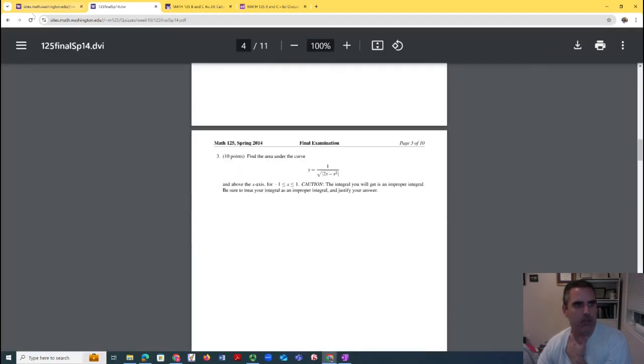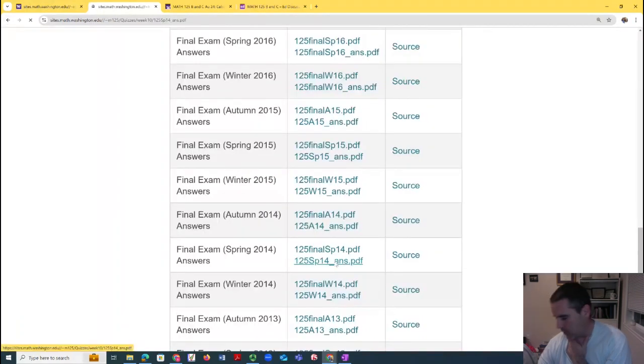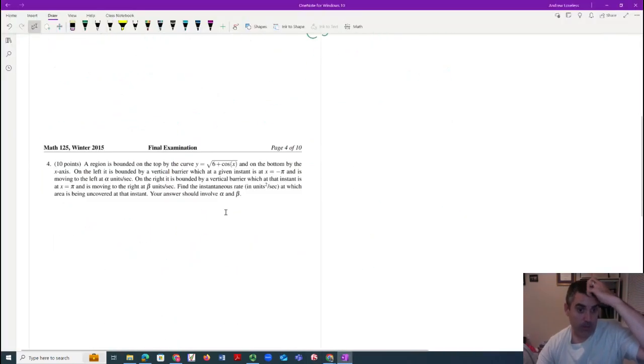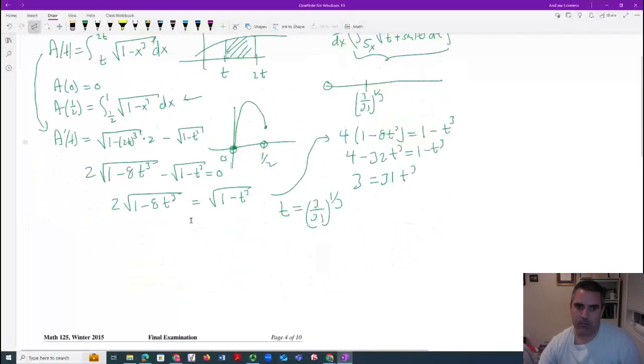And let's take a look. Oh, I was going to look at the answers. Spring 2014 answers. Yep, cube root of 3 over 31. Okay, but the main point was the derivative piece.